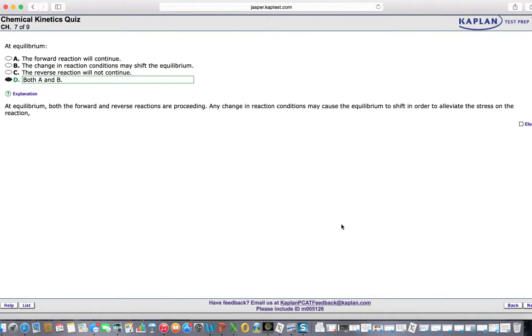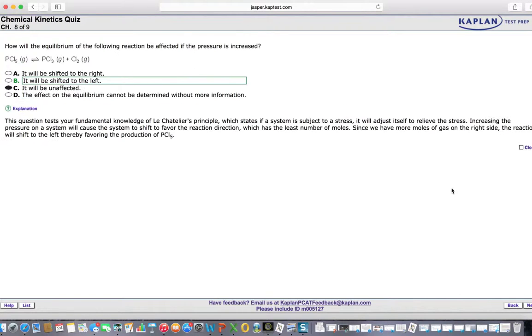Let's just go over these last three. These were choices that were correct. At equilibrium, the forward reaction continues. The change in reaction conditions can shift the equilibrium, and also the reverse reaction would continue. So C is not true, but A and B do occur. So that's a good answer choice.